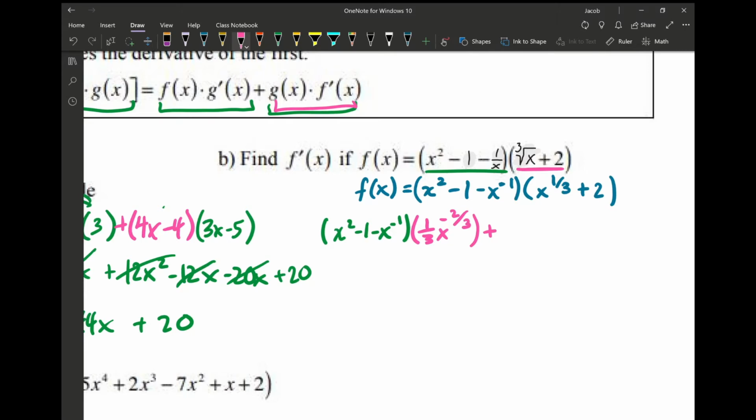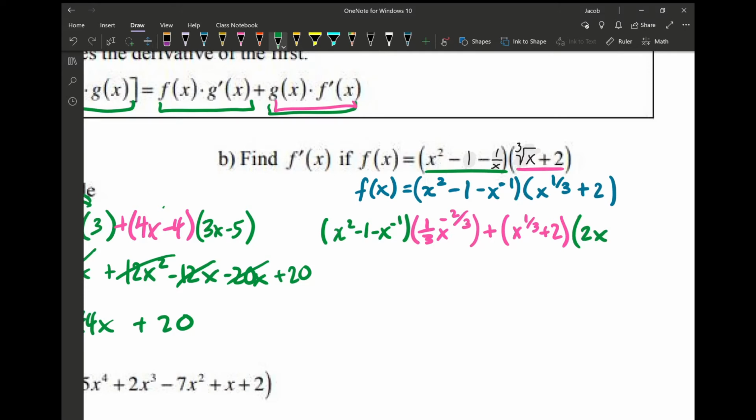And just to show that we can do it in a different order, because remember, multiplication and addition are commutative, which means you can do them in any order. I'm just going to write x to the 1/3 plus 2, and now the derivative of the green function. Which, if we look at x squared, that's just 2x. If we look at negative 1, that's 0.